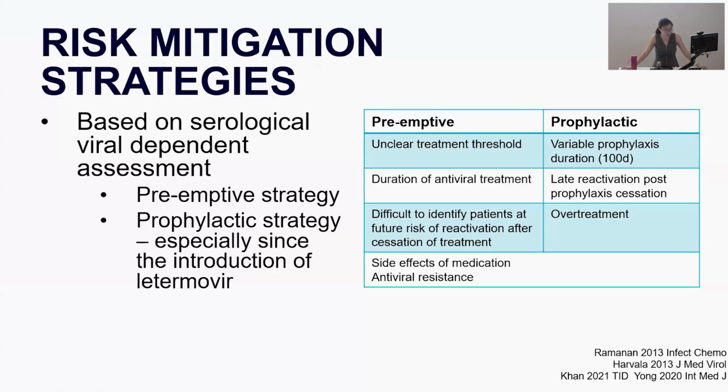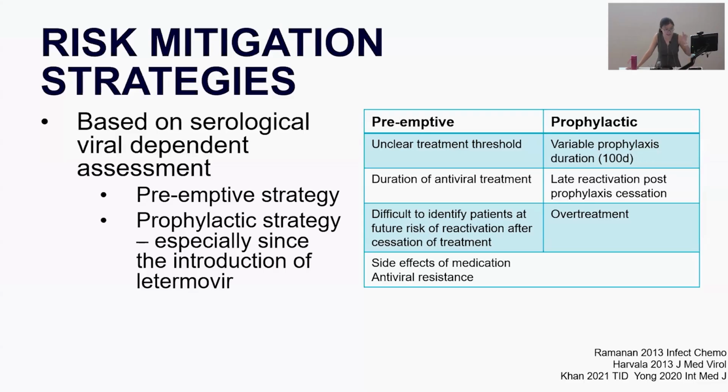Some of the issues with preemptive treatment is this unclear treatment threshold. There's no consensus. I think previously we were looking at maybe 1,000 international units per mL, and that's when we'd consider treatment, but that's gone out of vogue now. How long do you treat for? There are some recommendations around 2 undetectable viral loads, but the threshold for detection is so variable across different labs that I don't think this is particularly helpful or universal. And ultimately, the real issue is that we can't identify patients who are at future risk of reactivation after you stop treatment or even before you start treatment.